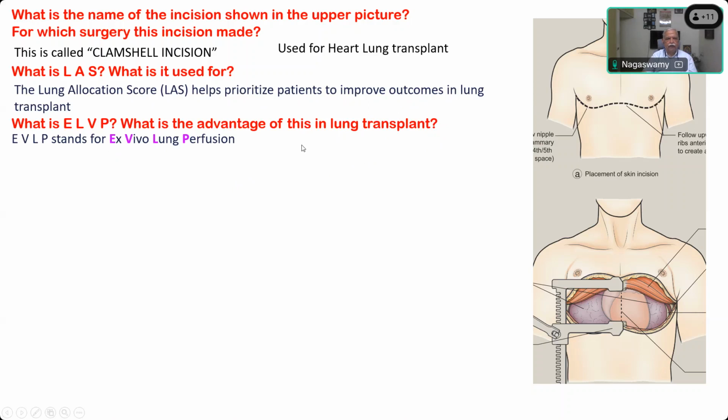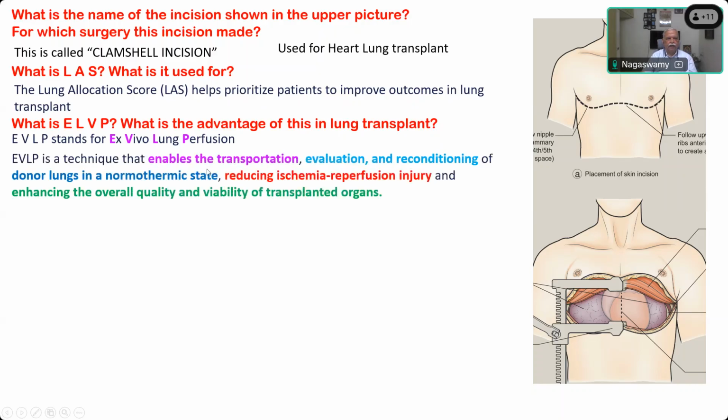EVLP, ex vivo lung perfusion, is a technique that enables transportation, evaluation, and reconditioning of donor lungs in a normothermic state. Actually, if you keep it in ice, you make it ice cold. But this is done in a normothermic state, reducing ischemia reperfusion injury and enhancing the overall quality and viability of transplanted organs.